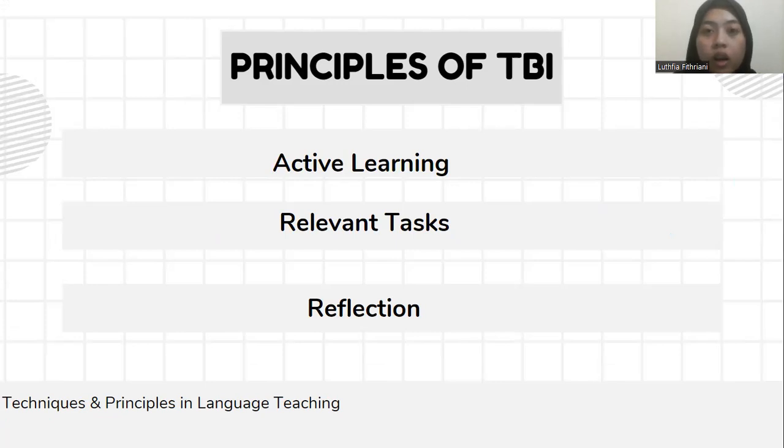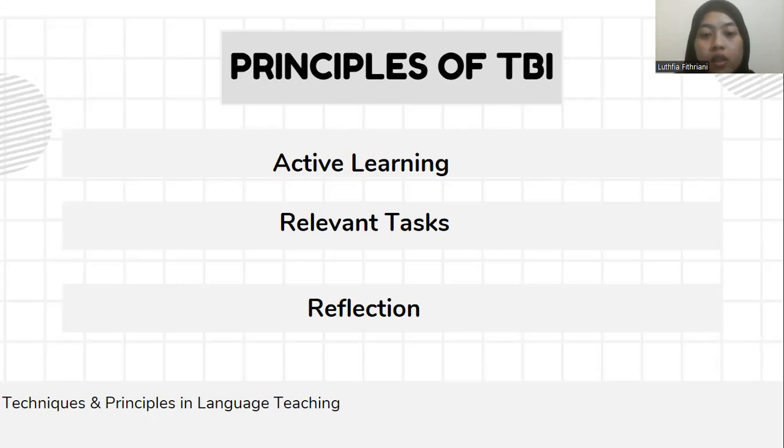So the teacher has to base the teaching and learning process on student-centered learning or learning by doing. The second is relevant tasks. The tasks that will be given to the student must be appropriate to the syllabus and the learning goals. Moreover, the tasks should lead to the student's skill in problem solving and creative thinking.